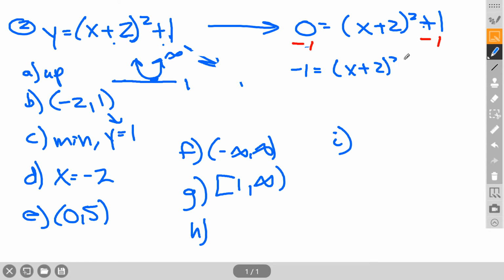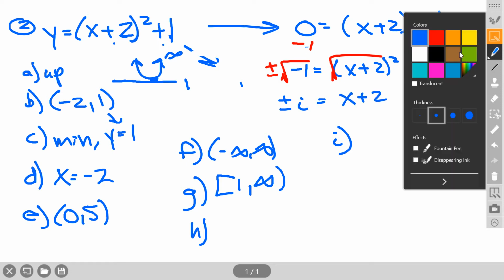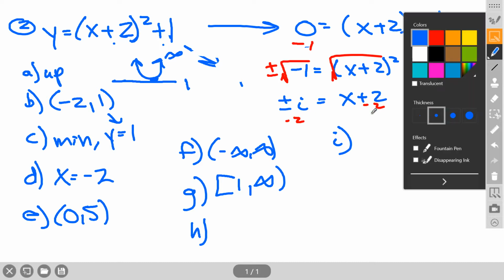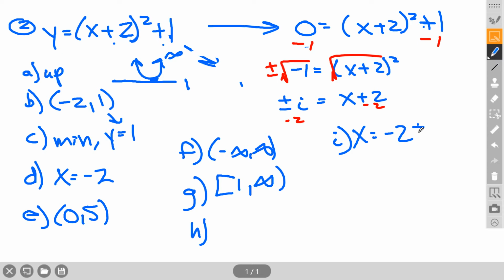(x plus 2) squared. So I'll square root both sides to get rid of the square. Don't forget the plus or minus. So I get plus or minus i equals x plus 2, because square root of negative 1 is i. I'll subtract 2. So my solutions: x is equal to negative 2 plus or minus i. There are two solutions, negative 2 plus i and negative 2 minus i. So this is all the information for number 2. You can use this information to graph it, and you can look at the graph on the answer key for letter H.